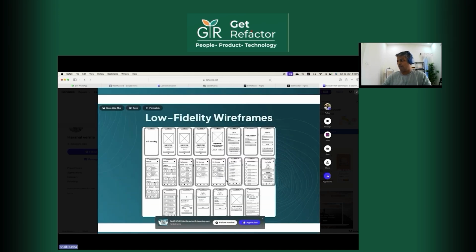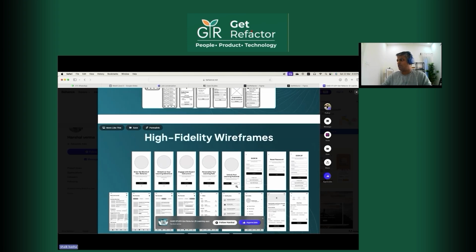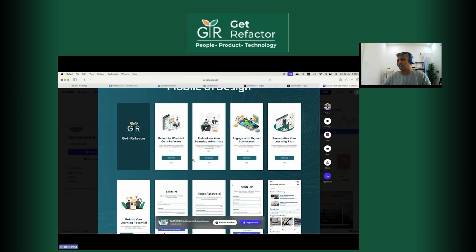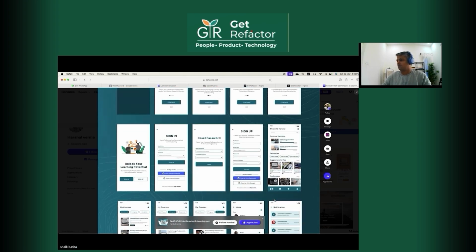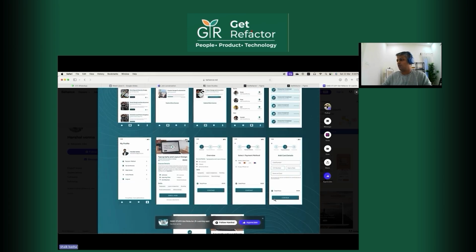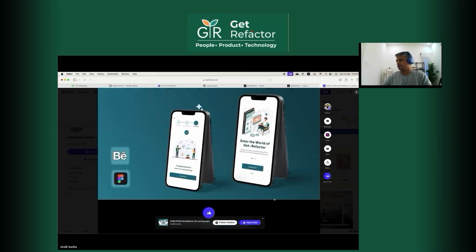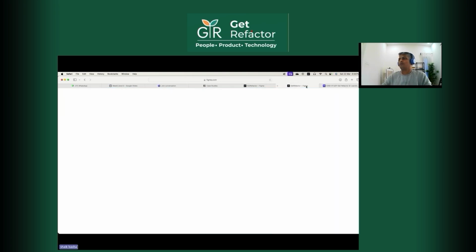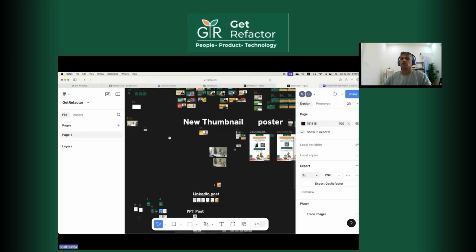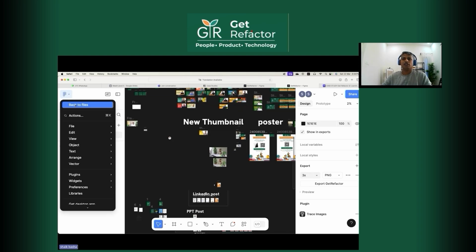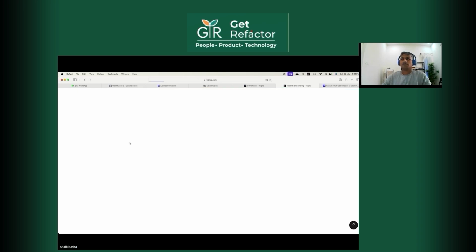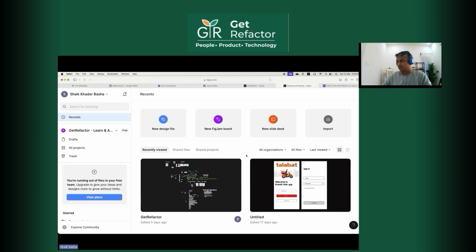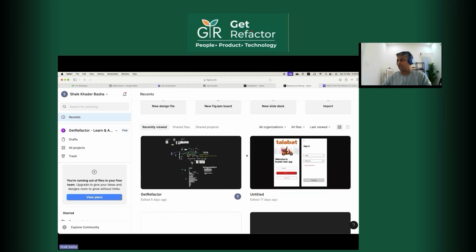This is low fidelity wireframes, right? And then we go to high fidelity wireframes. How does it look like? And then we go to actual mobile UI design. So this is how it looks like. So this is how the product is created, right? So another thing is maybe you can have quick files once. I can show you something which is interesting.